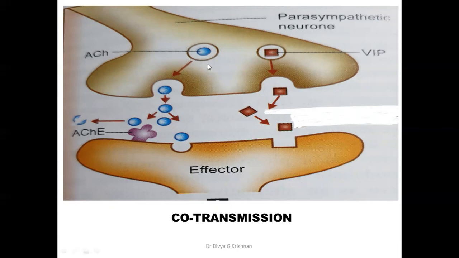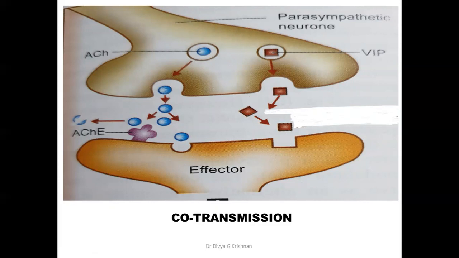So this is an example. You can see acetylcholine. It is the main, the primary neurotransmitter. It is released, gets bound to its receptors, and along with that you can see the release of a co-transmitter, that is VIP, vasoactive intestinal peptide, which is released along with it, and it also goes and binds to its corresponding receptors on the post-synaptic effector organ. So this is the co-transmission, and co-transmission occurs in many of the neurons.